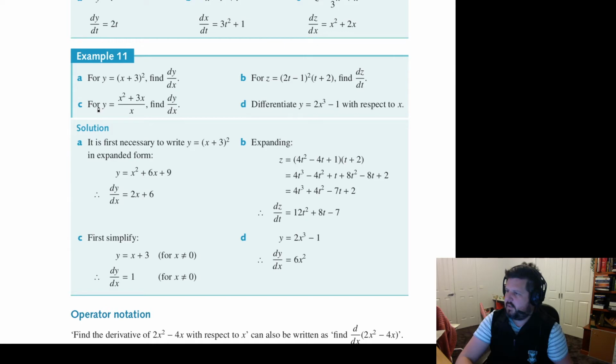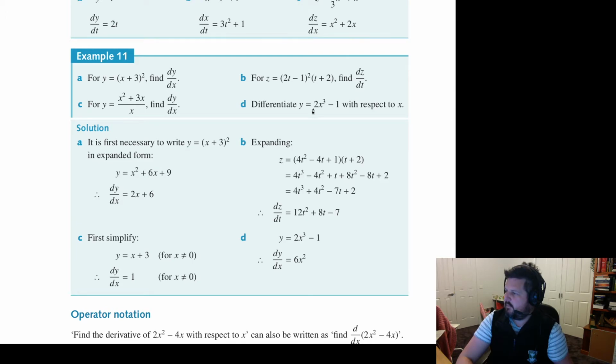This one here, we first need to simplify things down by simplifying each of these things, cancelling out this x here and this x here. x fits into itself once here, and also fits in up here, and that cancels out with that one there. Once we've done the cancelling out, we can differentiate.